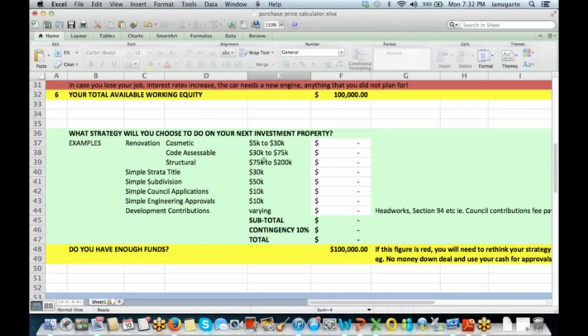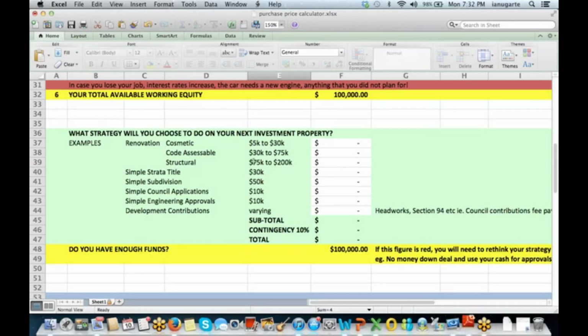A code accessible renovation is a renovation where you go to a private certifier to get approval. You open up a couple of walls, and you might put a new kitchen in, and you retile the bathroom, and you just spruce it up a little bit. 30 to 75 is what you're going to need there.